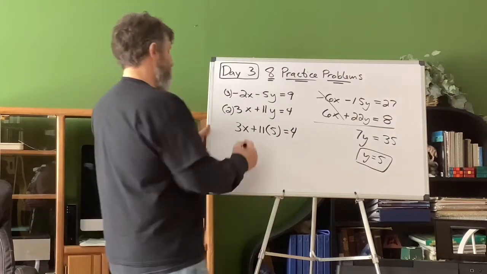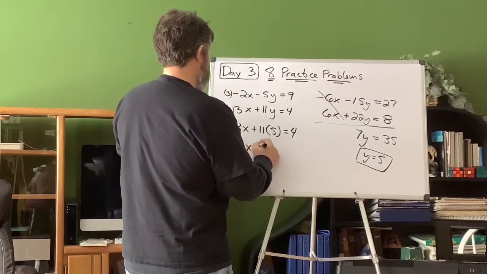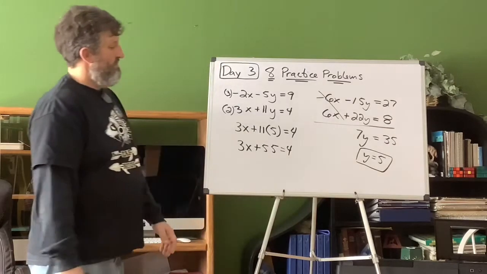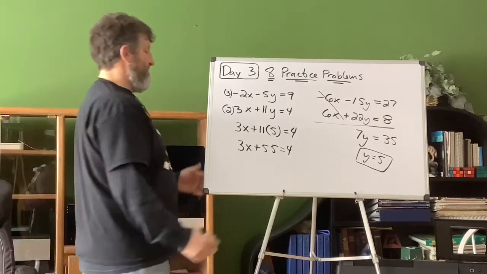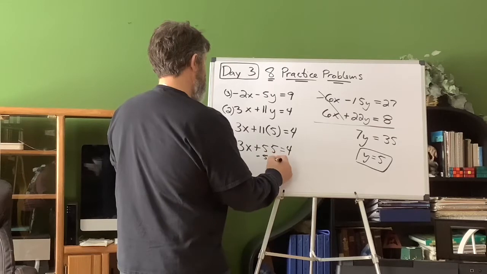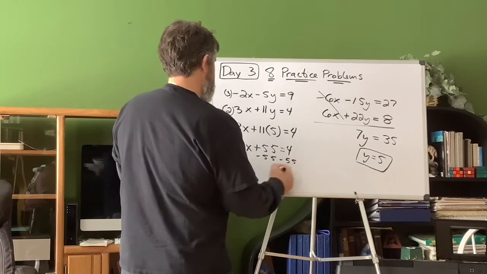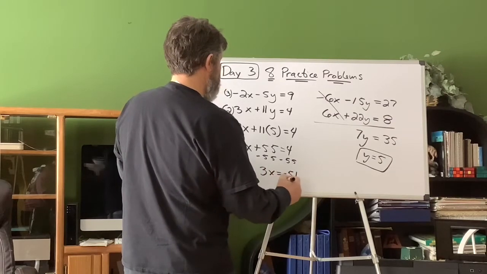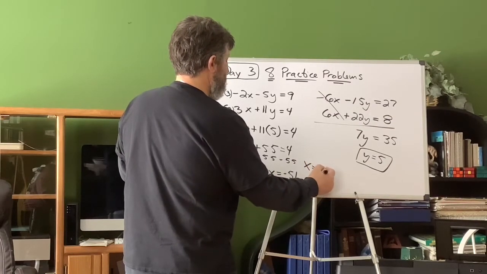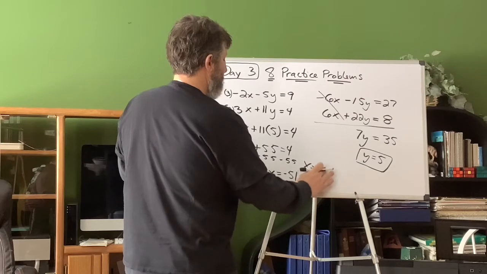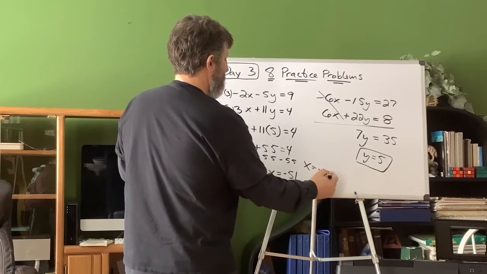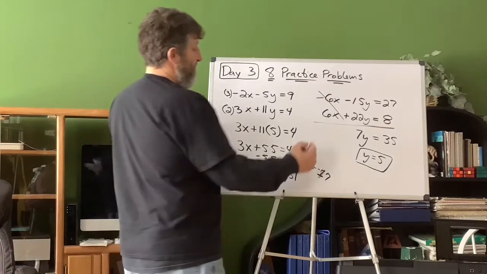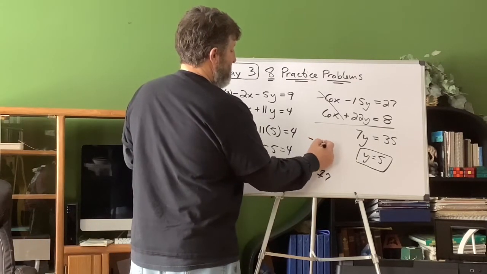Okay. 3x plus 55 equals 4. Minus 55 from each side. 3x equals a negative 51. Therefore, x must equal a negative 17. All right, there's our answer. Negative 17, 5.